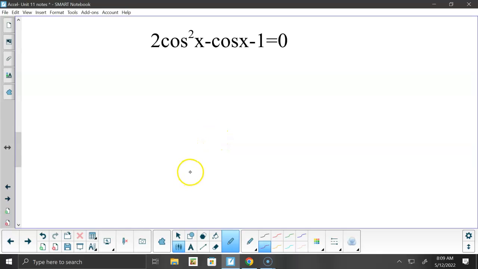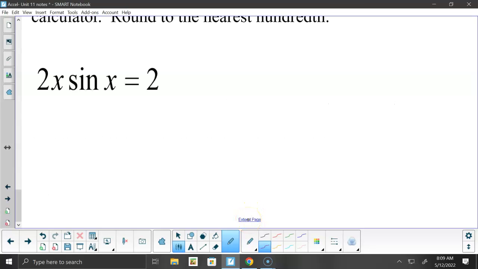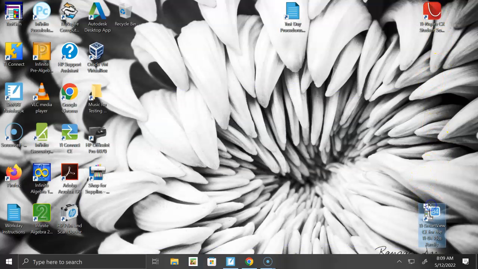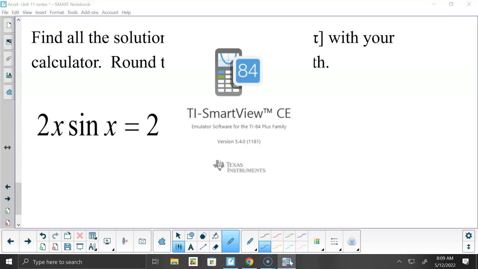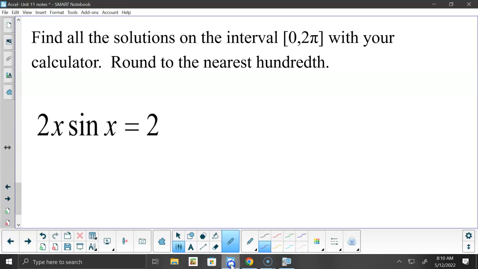Do you guys want to do this one or this one on the calculator? All right, so grab out a calculator. I've got a charging cord back there. I know, but I've got a charging cord for the calculators back there. All right. Not optimal.